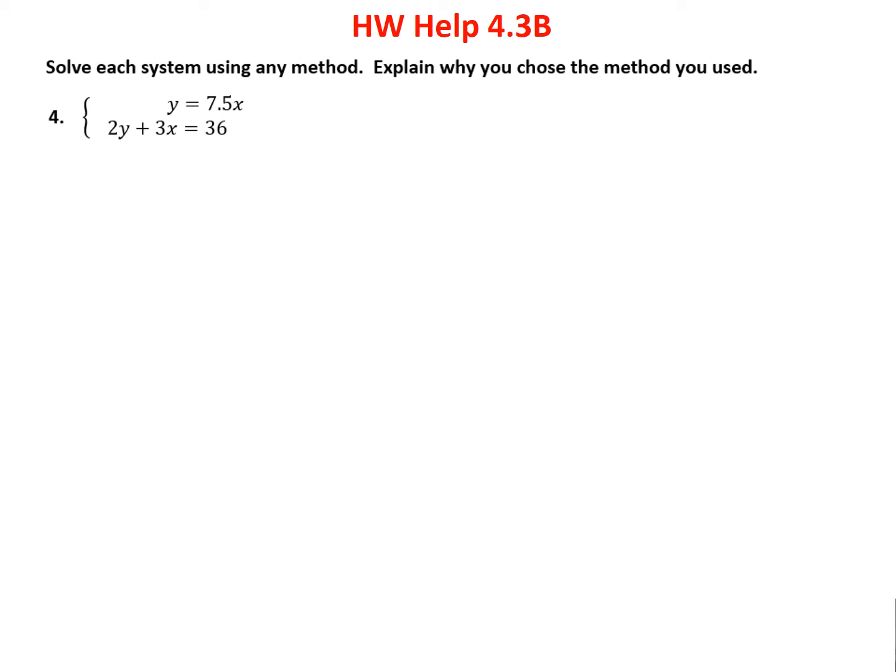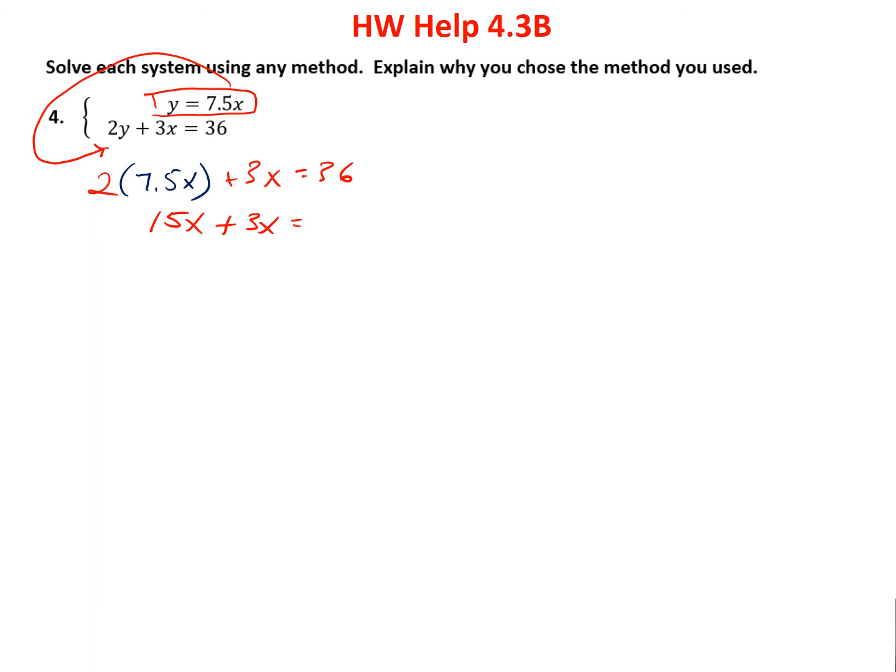This problem says to solve this system using any method. So I could use substitution, I could use graphing, I could use elimination. But when I look at it, it's obvious what I should do, because notice this one is already solved for y. So I'm going to take this and just put it into y. So I'm going to have 2 times 7.5x plus 3x equals 36. So 2 times 7.5 is going to be 15x plus 3x equals 36. Combine like terms. We have 18x equals 36.